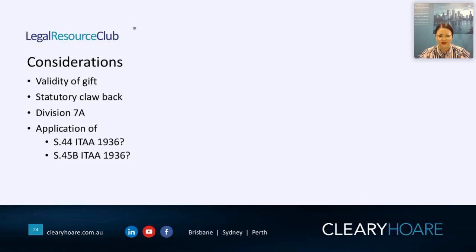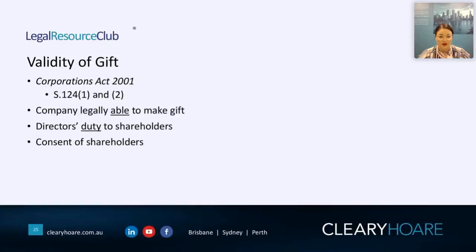So what considerations do we need to look at? There's a number of issues to be addressed, and that is the validity of the gift, statutory clawback periods, Division 7A, and the application of Sections 44 and 44B of the Income Tax Assessment Act. So firstly, the validity of the gift. So we need to consider whether Axe can use this type of strategy.